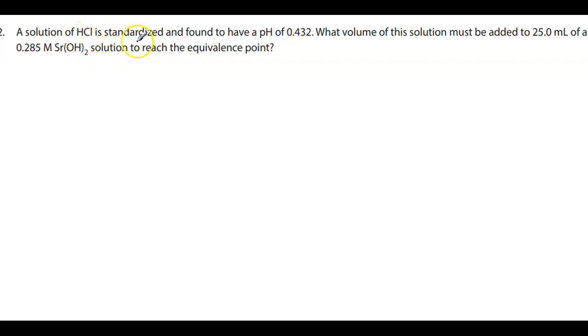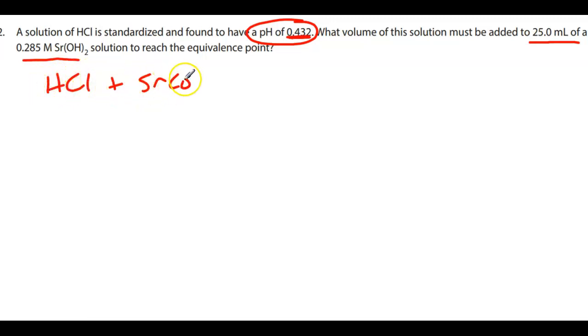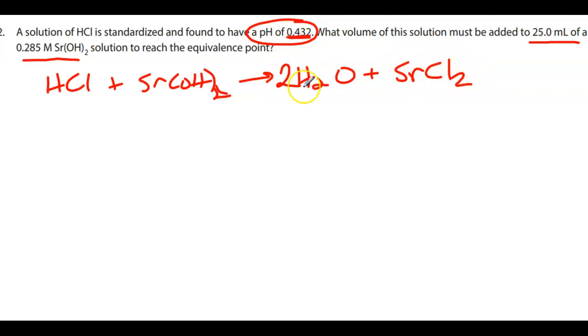So a solution of HCl is standardized to have a pH of blah, blah, blah. What they're allowing us to do by telling us this is we can find out the concentration that way. What volume of this solution must be added to 25 mL of a 0.285 strontium hydroxide to find the equivalence point? So we have HCl plus strontium hydroxide, which is going to make our water and strontium chloride. And then we're going to need a 2 and a 2.